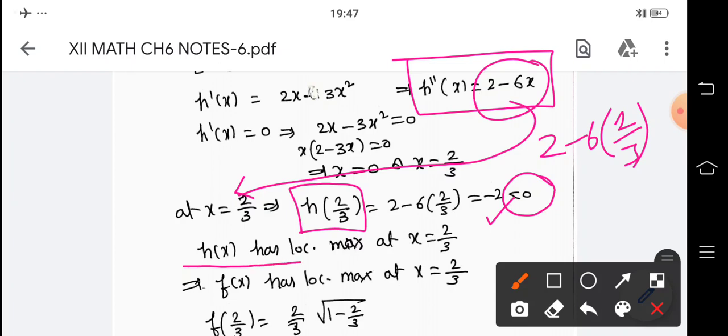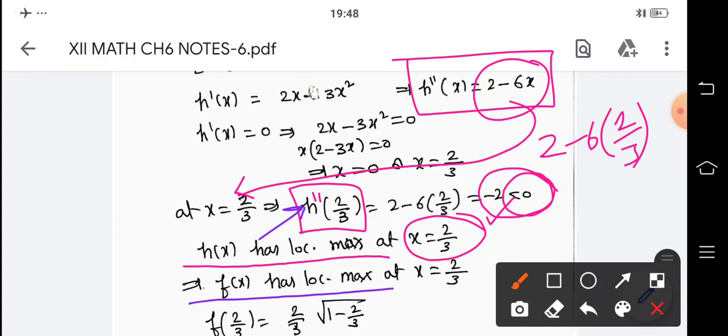So h of x has a local maximum at x is equal to 2 by 3, because the second derivative is less than 0. So this is h double dash, correction. Understood? That is h double dash. This correction is there in the book, notes. H double dash of 2 by 3 is negative. So h of x has a local maximum at x is equal to 2 by 3. So f of x has a local maximum at x is equal to 2 by 3. Therefore, h of x is having a local maximum, means f of x is also having a local maximum at x is equal to 2 by 3.